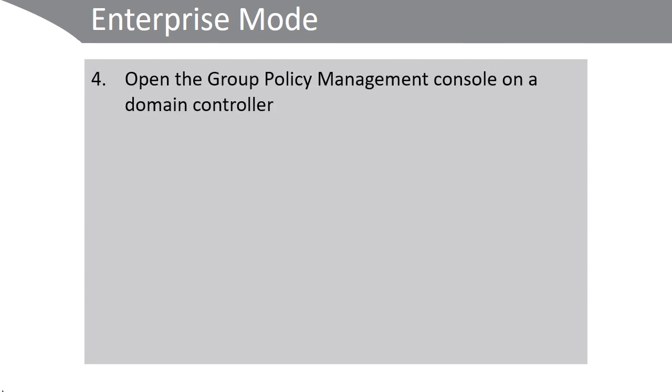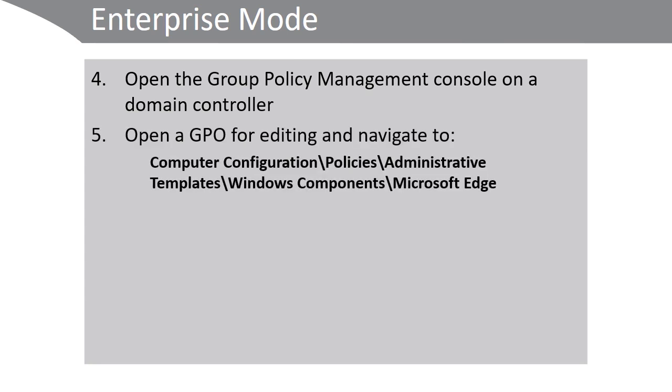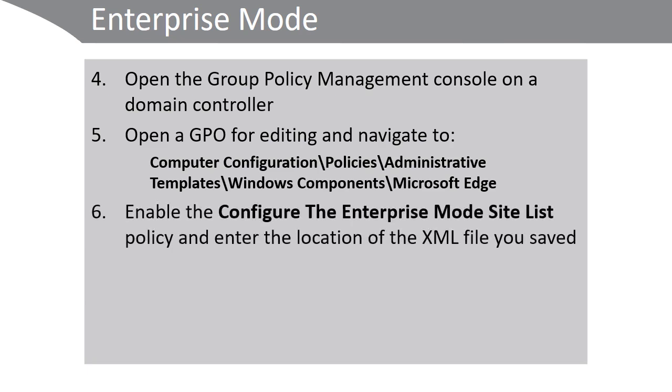Open the Group Policy Management console on a domain controller. Open an appropriate group policy object for editing and navigate to Computer Configuration, Policies, Administrative Templates, Windows Components, Microsoft Edge. Enable the Configure the Enterprise Mode Site List policy and enter the location of the file you saved.